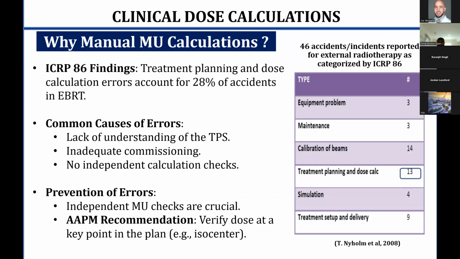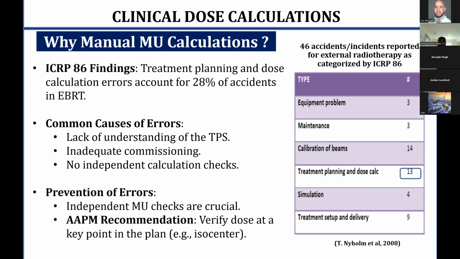And the majority of these errors, as concluded in this report, stem from human factors, such as, one, not fully understanding the treatment planning system, which means that as a medical physicist, radiation oncologist, or dosimetrist, we really have to take time to have an intricate understanding of what is happening behind the scenes. The second reason that contributed to this was inadequate commissioning. And the last was a lack of independent verification.